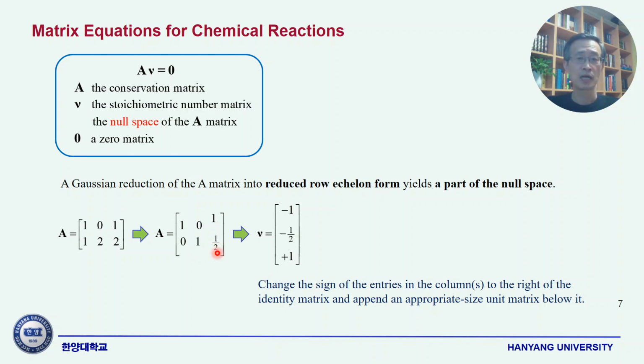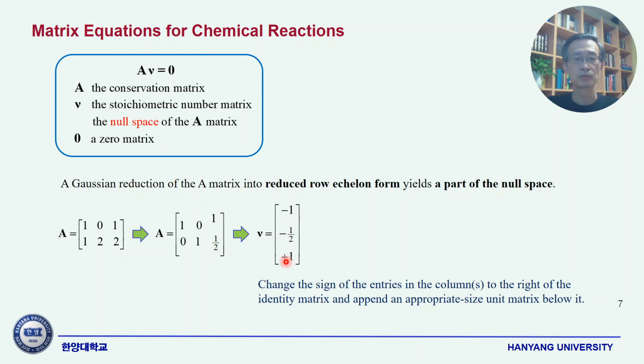Now what you have is 1, and so you have a row echelon form. When you obtain the row echelon form, you take the last column, the part beyond the diagonal matrix. In this case there is just one column, and you make a negative of it. So instead of 1, you have -1. Instead of 1/2, you have -1/2.